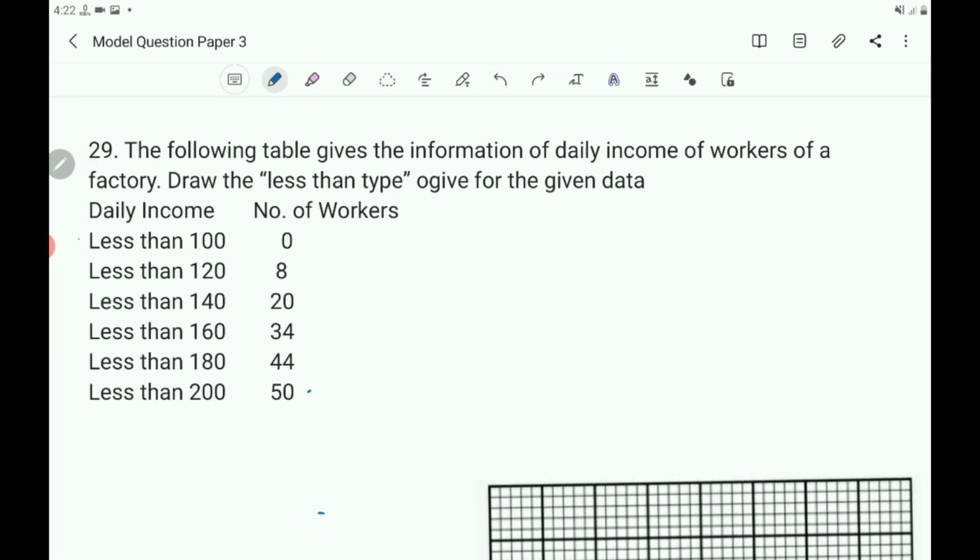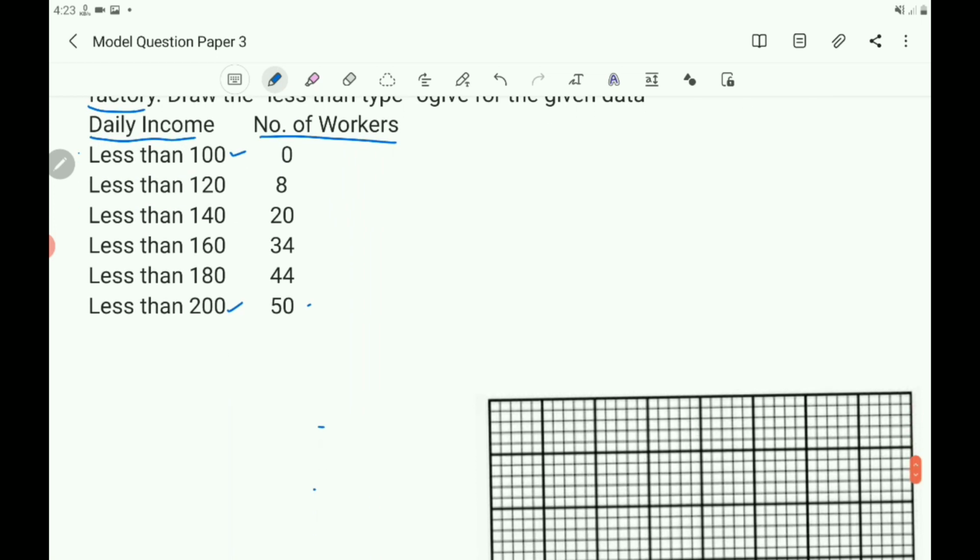The following table gives the information of daily income of workers of a factory. Draw the less than type ogive for the given data. Here daily income is given, number of workers are given, and let us consider the income is in rupees, and here it starts from 100 rupees to 200. So you can take here 20, 40, 60, 80, 200 is there.